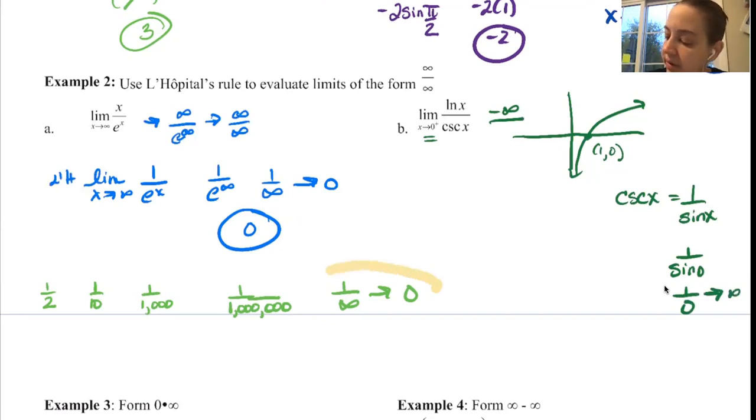So if 1 over infinity is 0, we treat 1 over 0 as infinity. So back in my limit problem, there's my infinity. So this is indeed indeterminate. So what we're allowed to do now is use L'Hopital. And L'Hopital says, find the derivative of the numerator and the denominator. So the derivative of natural log, if you recall, is 1 over x.